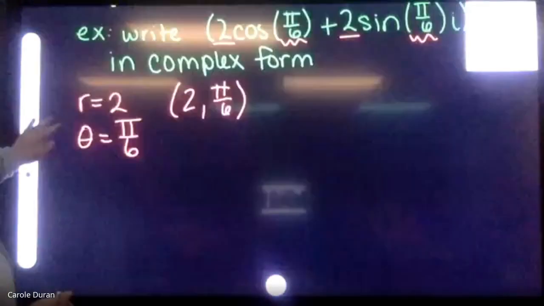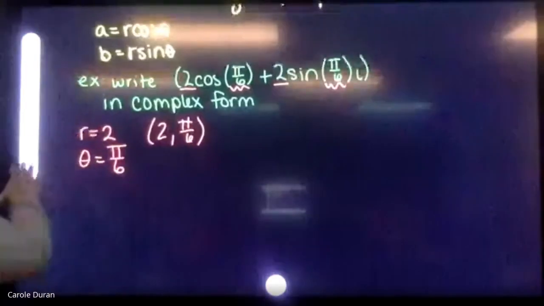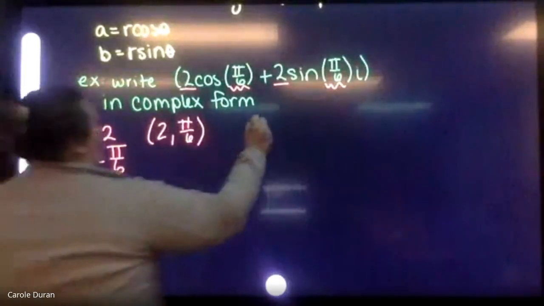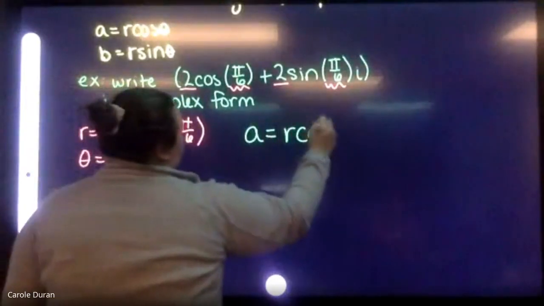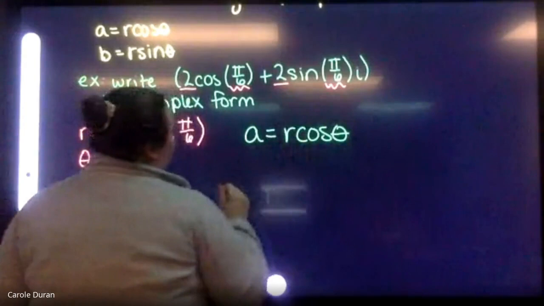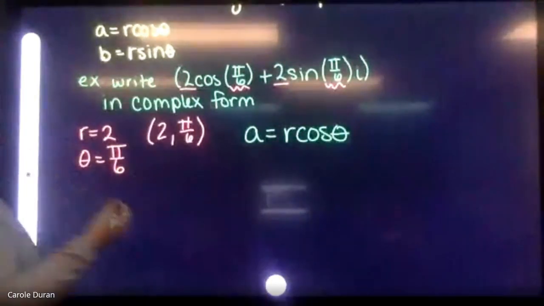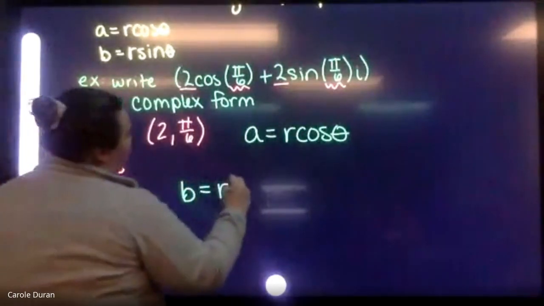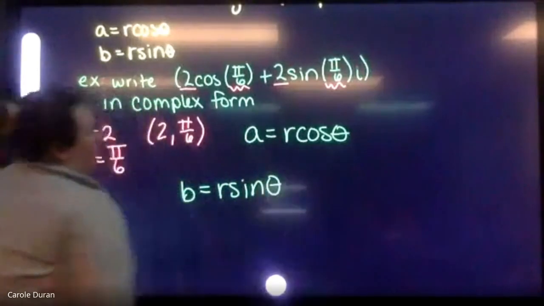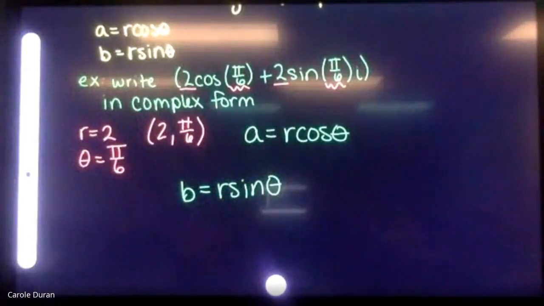So what is A going to equal? We wrote it above. A equals R cosine theta. And B is going to equal R sine theta. And all I have to do is use my unit circle and solve these out.